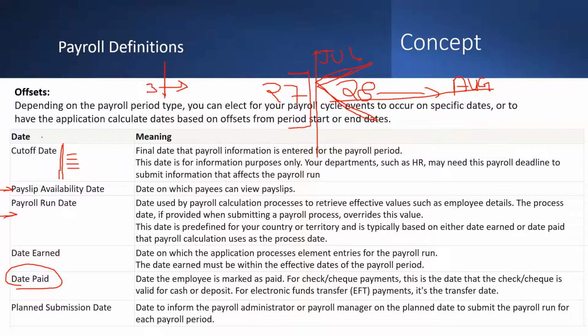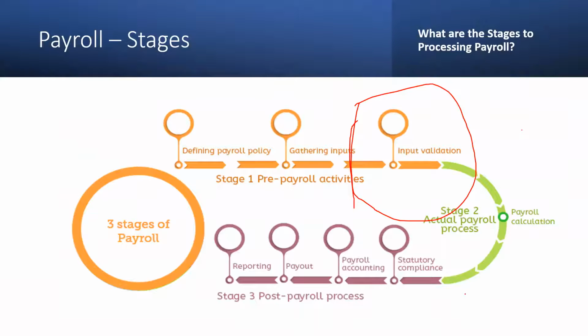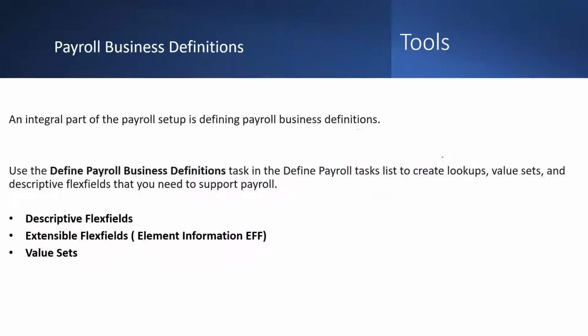Then there is a planned submission date. It means the date when the payroll manager is going to submit a payroll for processing. This is like stage number 2: this is my planned submission date, when I am going to do it, when my payroll processing is going to start.